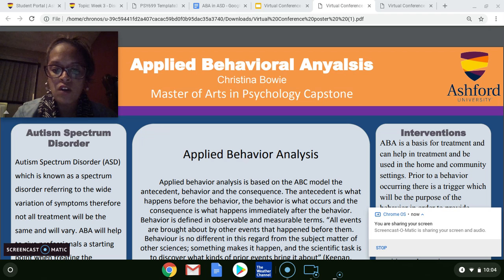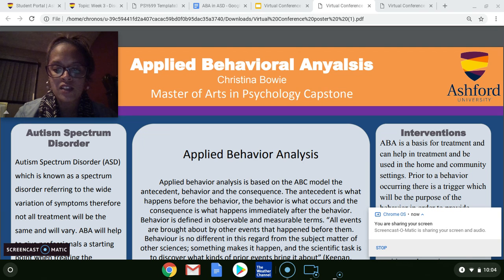Basically, all events are brought about by other events, what happened before them. Behavior is no different in this regard from the subject matter of other sciences. Something makes it happen, and the scientific task is to discover what kinds of prior events bring it about. And in ASD, due to so many variations of symptoms, it is very, very important to discover what happens prior to the behavior in order to help with treatment.